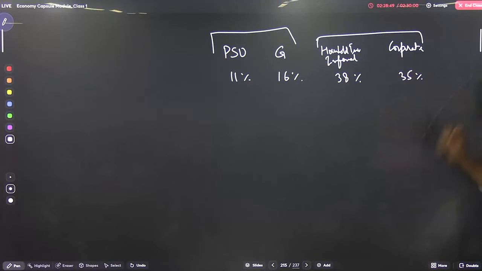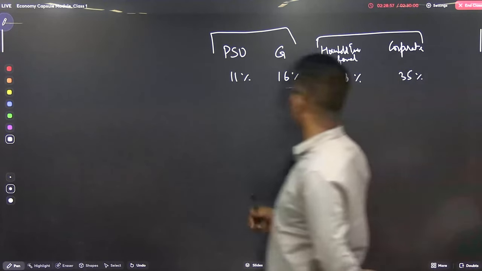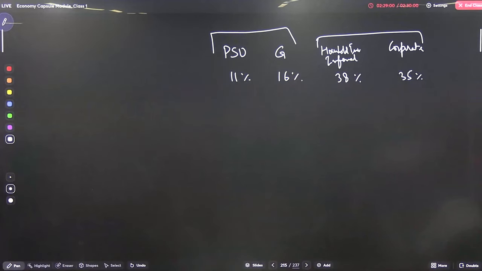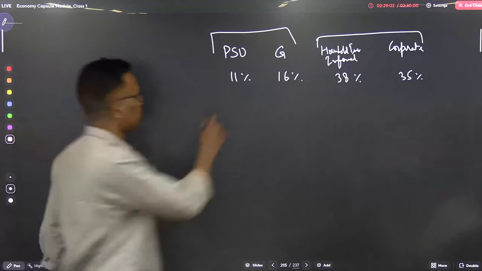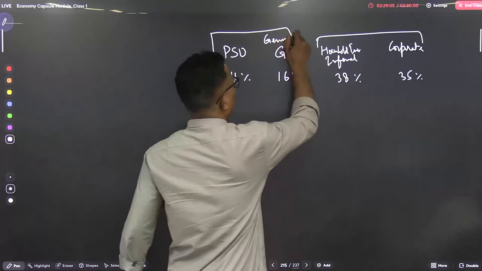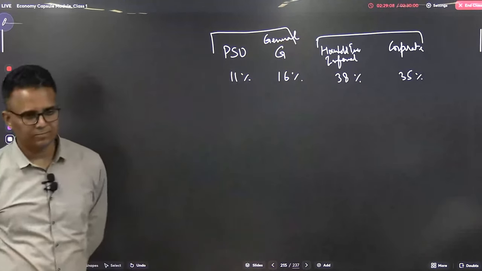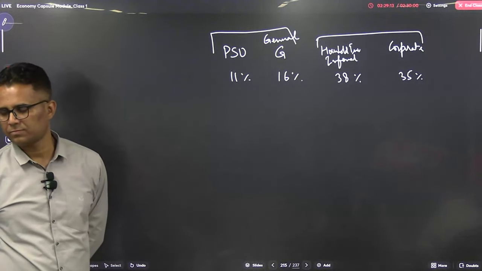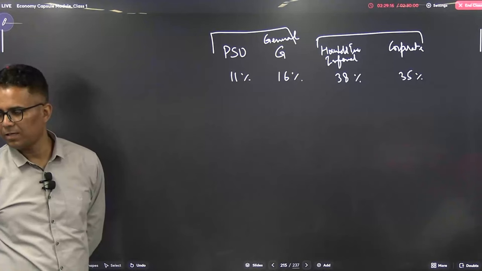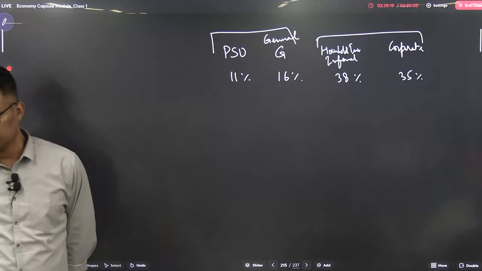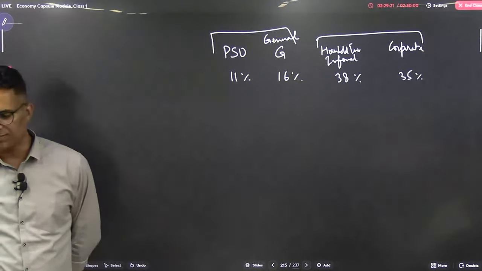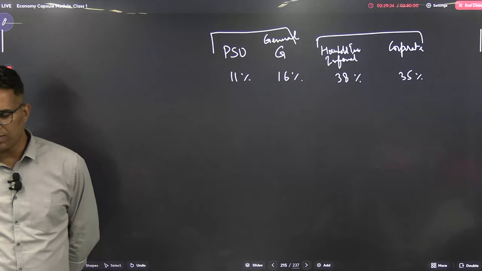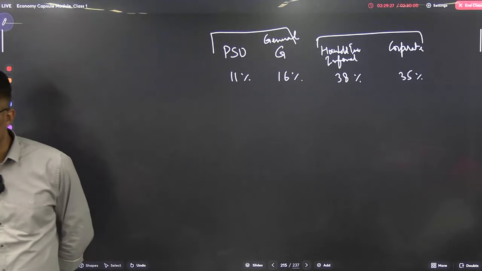If the whole investment is 100, this is the bifurcation, approx. Exact aapko yaad nahi rakhna, but you should know that private investment is more than government investment. In government, government investment is more than the PSUs. And this government is general government, means center and state combined. Center and state, teen statement isi se ban jayega. Government's investment is more than the public PSU's investment. Overall, government investment is less than the corporate's investment.